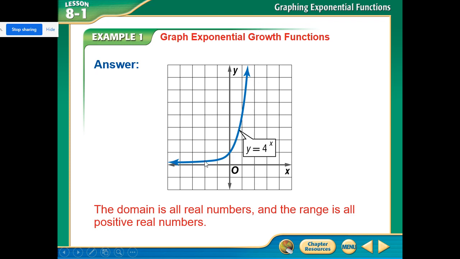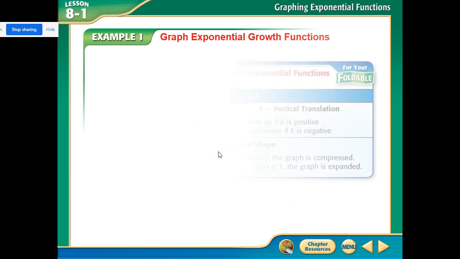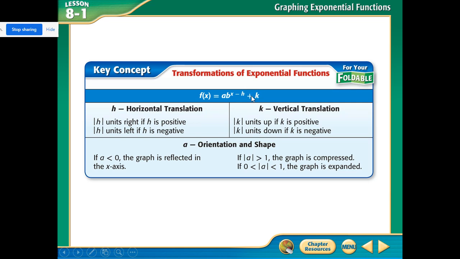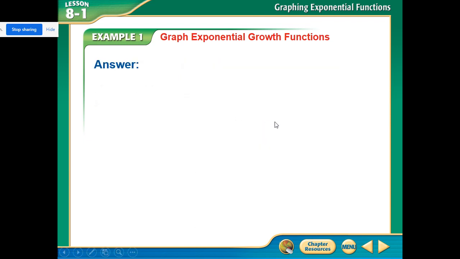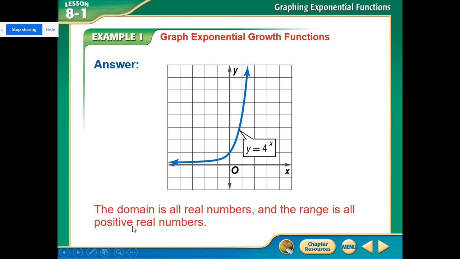They do get the negative 2 here. That is easy to go ahead and do. The domain is all reals. That's what it always is. The range comes from this plus k here at the end. The range will change when we have that plus k. There is no plus k on this one, so the range stays the same. The range is all positive numbers, so in other words, we would write it as y is greater than 0.